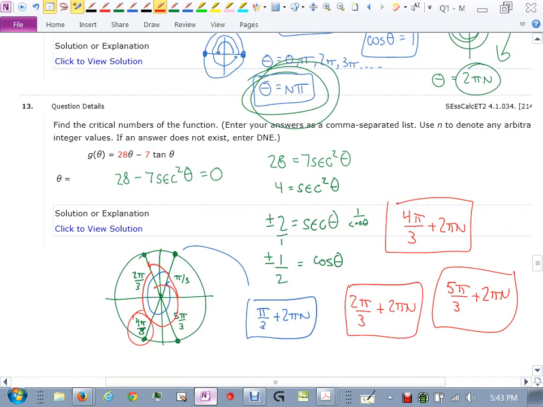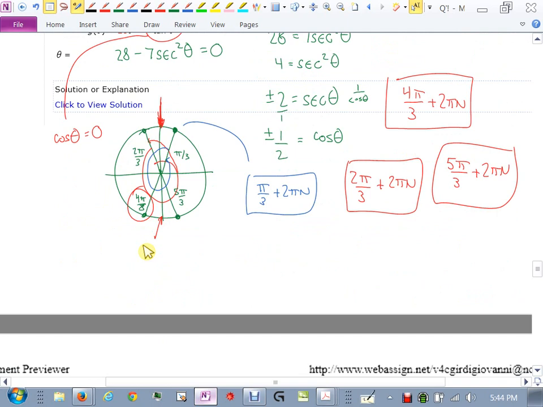All right. Now, I do have to be concerned with the fact that the original function may not be defined somewhere. So remember, tangent is sine over cosine. Cosine is on the bottom. I want to know, can that ever be 0? Well, the only places that cosine is 0 are here at pi over 2 and 3 pi over 2. And my answers don't show up there, so I don't need to worry about those.